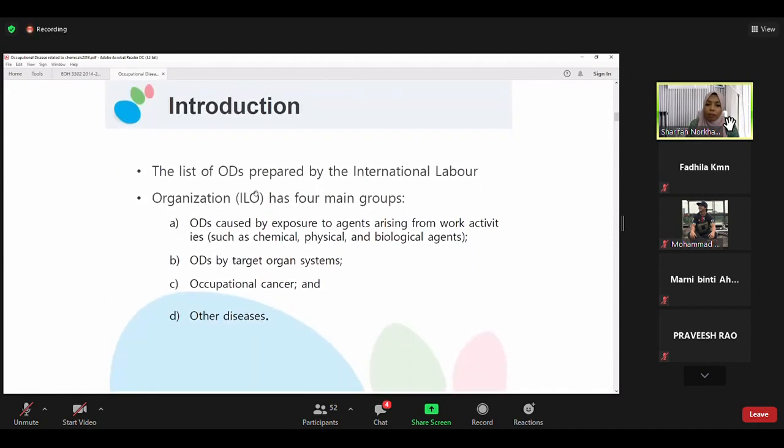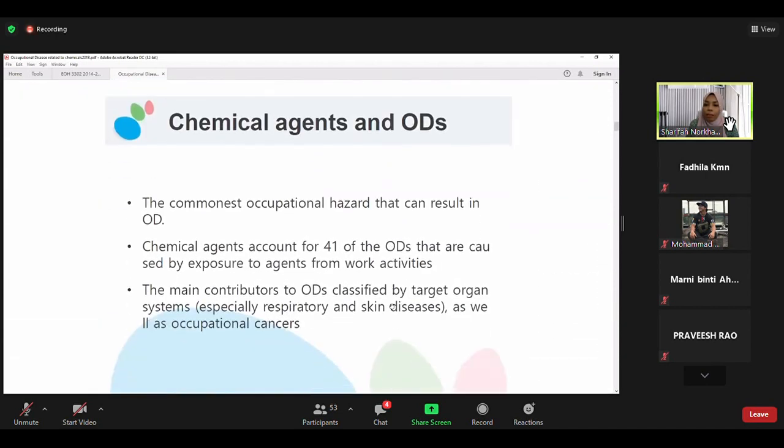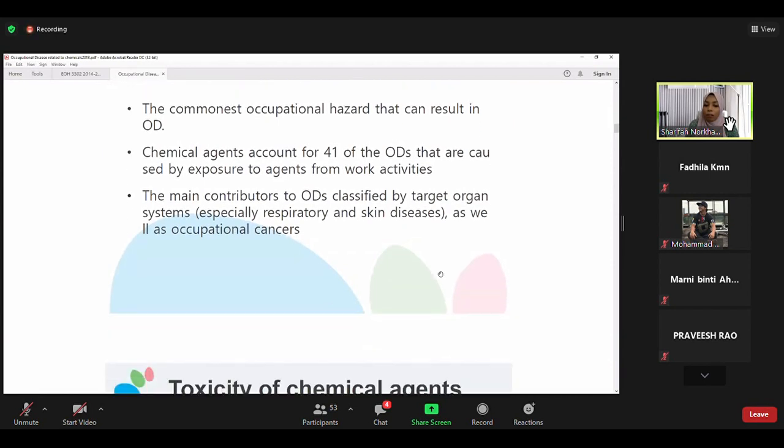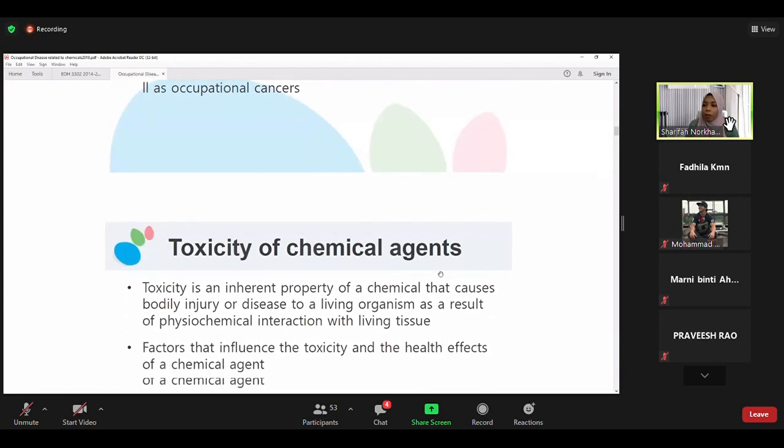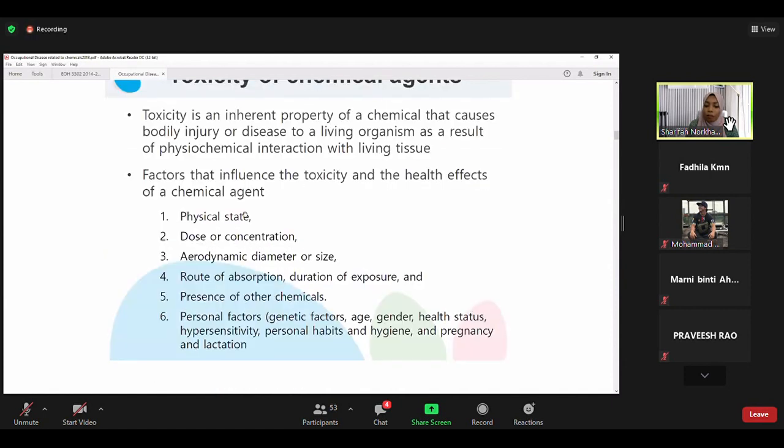Occupational disease, according to the ILO or International Labour Organization, has 4 main groups: occupational disease caused by exposure to agents from work activities such as chemicals, occupational disease by target organ, or occupational cancer. So how can chemical agents cause occupational disease? Chemical agents account for 41 of the occupational diseases that are caused by exposure to agents from work activities. There are lots of chemicals that can cause occupational disease.